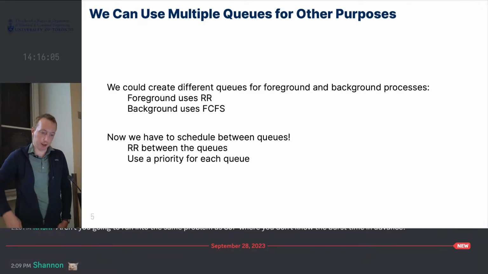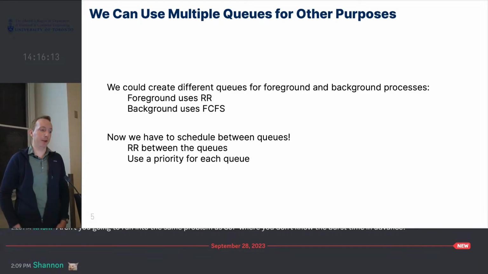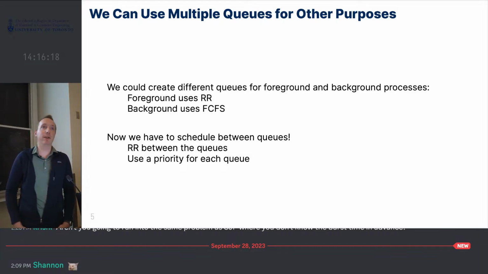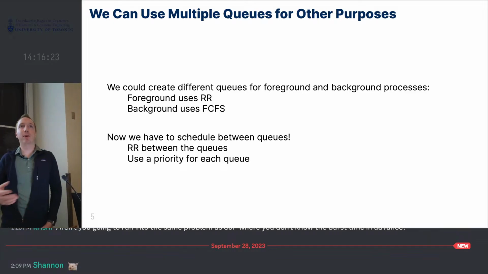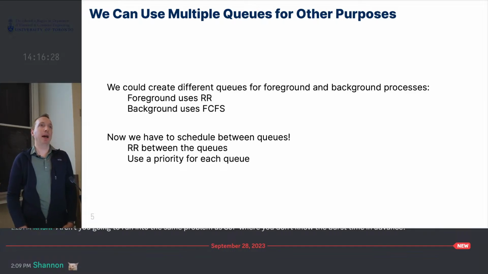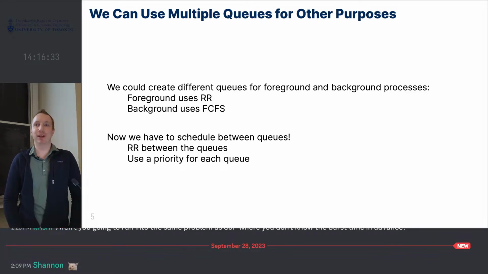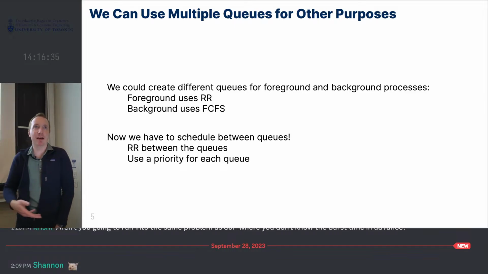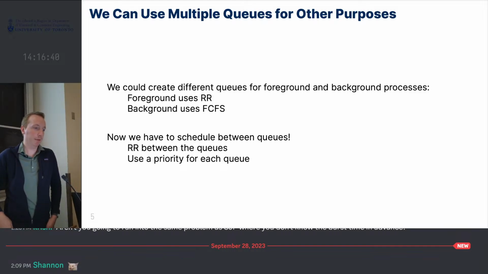So what we could do if we had foreground and background tasks is we could use multiple queues. So if you wanted to, you could create different queues for foreground and background processes if you could figure out which process is which. So you could do something like foreground tasks use round robin, which is good for response time, and background tasks can use first come, first serve, which is good for throughput. It's not very complicated. The scheduler doesn't have to run that often, and there'd probably be a lot less context switches with first come, first serve.